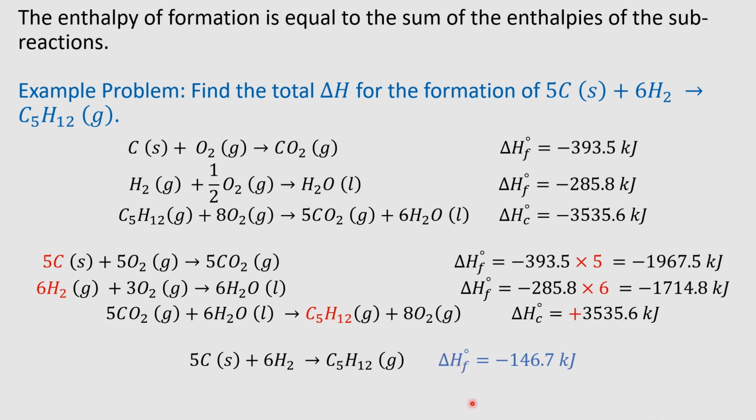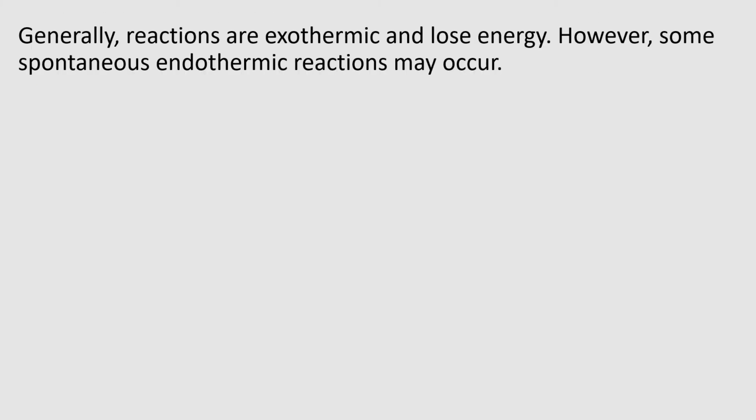This should be a gas, by the way. Our delta HF is going to be negative 146.7 kilojoules once we add everything together. And this will be the total enthalpy for the formation of pentane from these two molecules. And all we need to do is track the different types of enthalpies throughout our process.